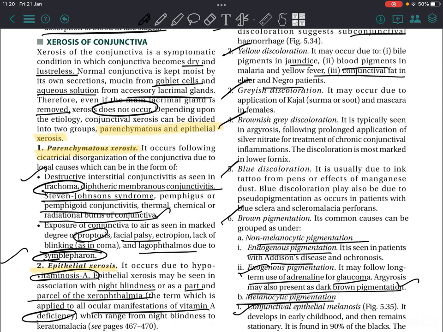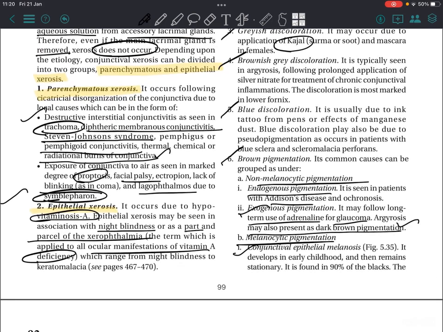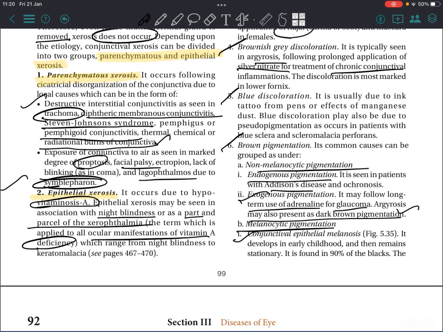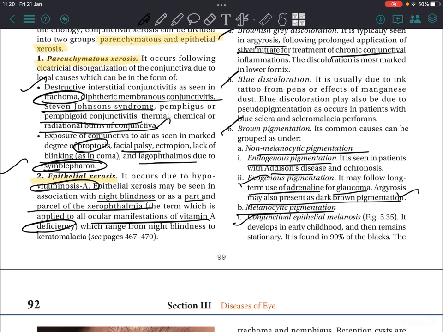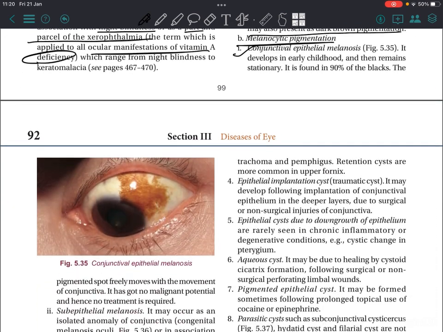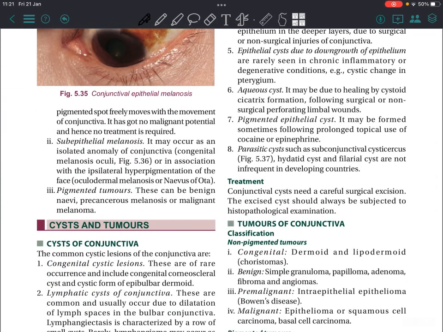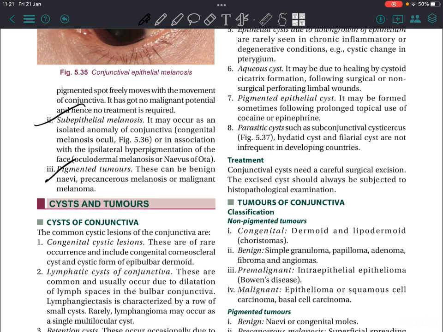Raised discoloration occurs due to application of kajal, mascara, brownish eye due to argyrosis, prolonged application of silver nitrate in chronic congenital inflammation. Blue discoloration is usually due to ink tattoo from pens or effect of manganese dust. Subepithelial melanocyst, pigment tumors.